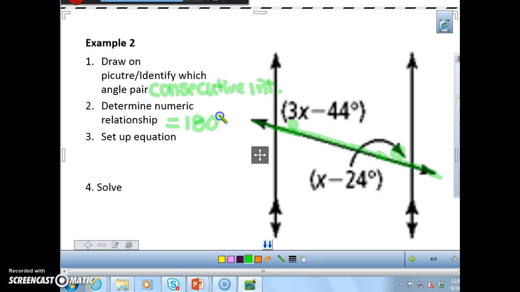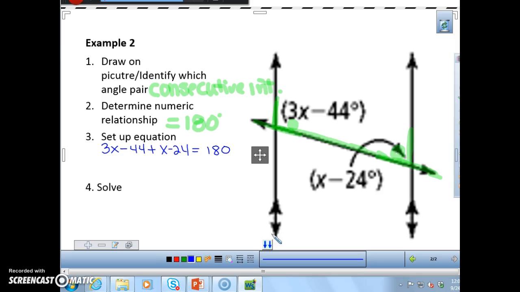The other way that you can tell is you can tell that this is definitely an obtuse angle, even though it's not drawn to scale. And this one's acute. So if you got an obtuse and acute angle, they're not going to be the same, and your only other option is 180. All right, so we're going to set up an equation that's equal to 180. 3x minus 44 plus x minus 24 is 180 degrees.